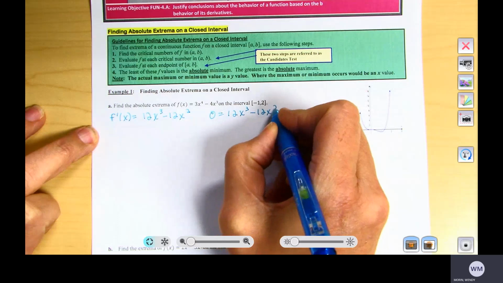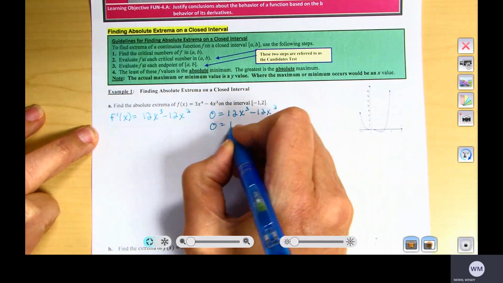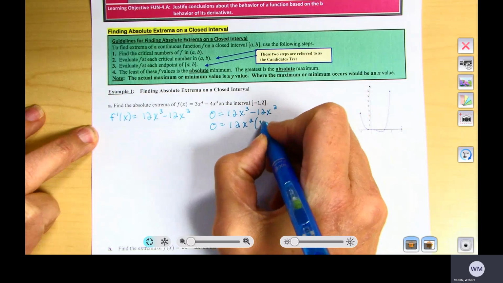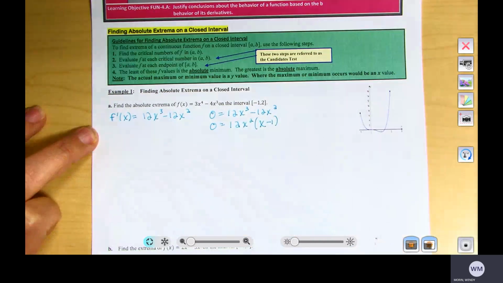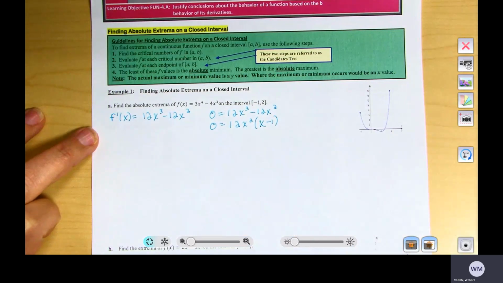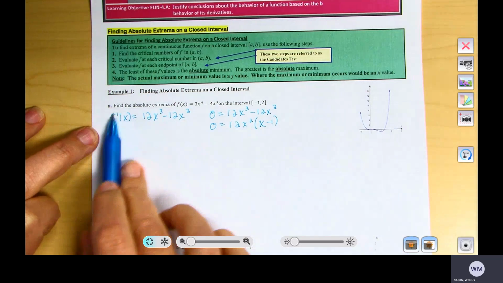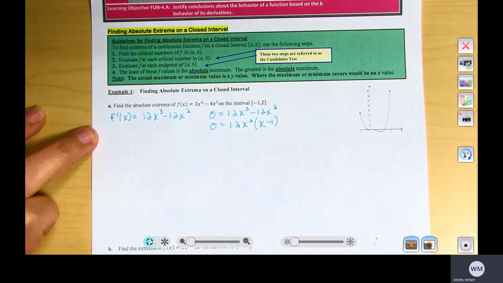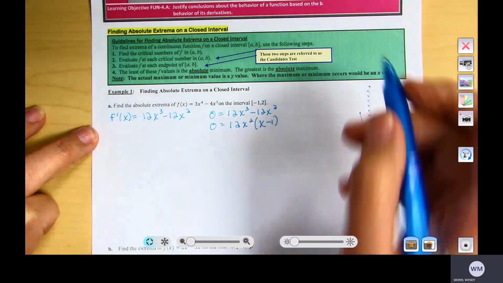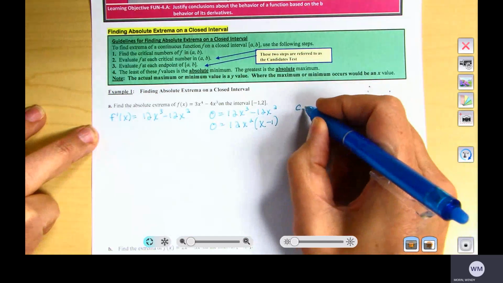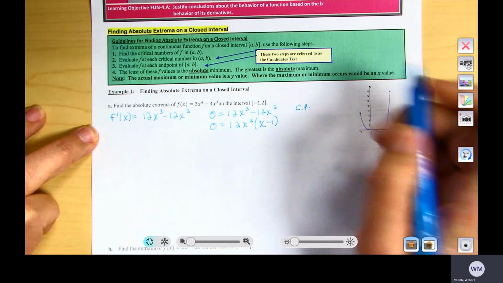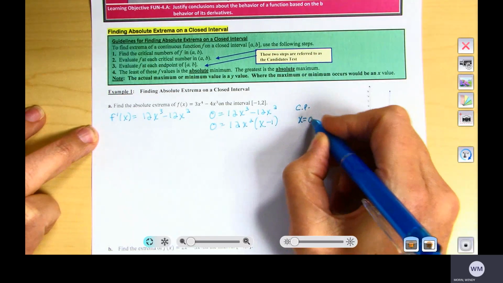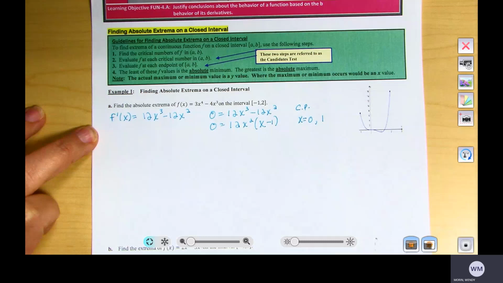And there are times when you get credit just for knowing that you have to set the first derivative equal to 0. That does happen from time to time. So again, make sure you use your proper notation and show all of your work completely. So the critical points that come out of here, your critical points or your critical values or your critical numbers would be x equals 0 and 1.